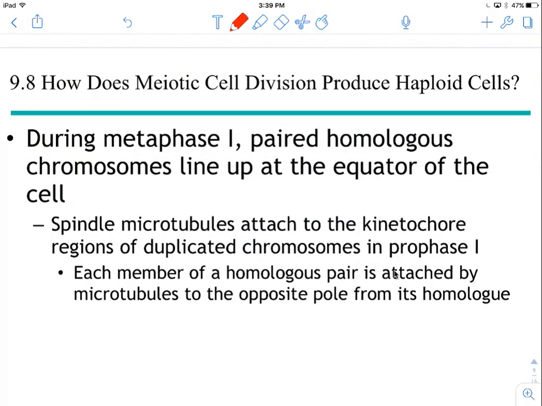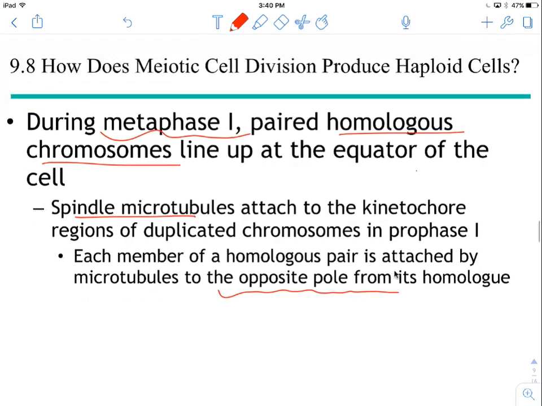All right. Now, that's all prophase I. It's a lot. Moving on to metaphase I, again, remember the homologs line up together. We're still keeping them together because we have to make sure we get them apart. So the homologs line up in pairs at the equator of the cell. Again, the microtubules attach to one of each pair, and they're attached to opposite poles.